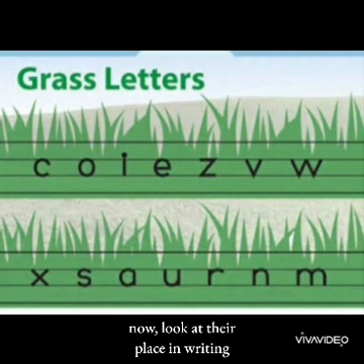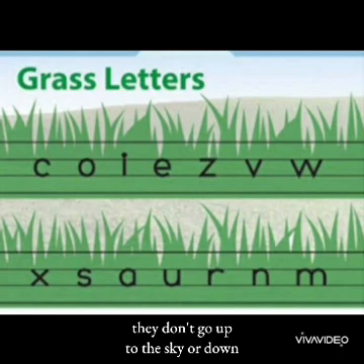Now, look at their place in writing on the lines. Grass letters stay between the grass line and the middle line. They don't go up to the sky or down into the roots.